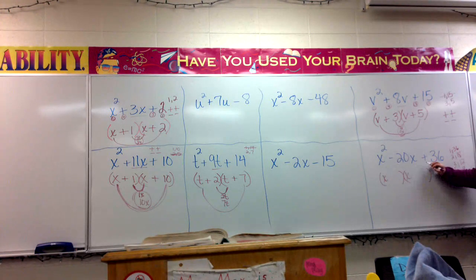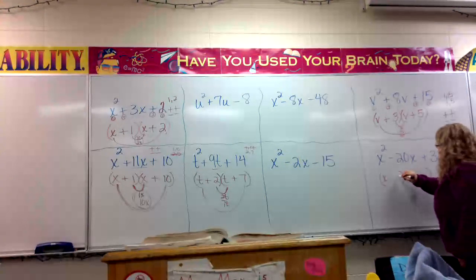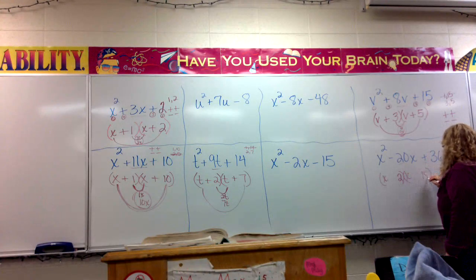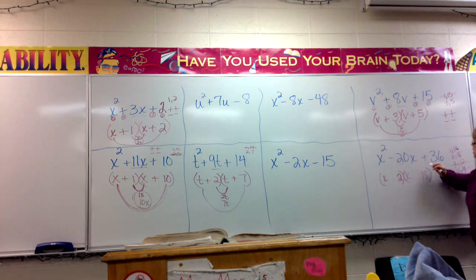So we need the pair that will, are you watching? Has to add to 20. They have to add up. Is 6 plus 6 20? No. Is 9 plus 4 20? No. 3 and 12? No. 2 and 18? Yes. So it has to be 2 and 18 to add to 20.